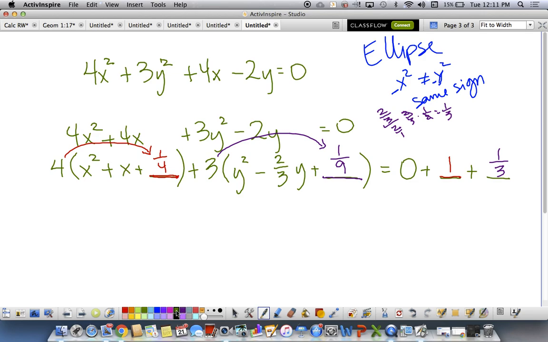Now, when we go here, 4 parentheses, what do we have? x plus 1/2 squared. Times 3 times y minus 1/3 squared equals 4/3. Can we just go ahead and put 4/3? Is that okay? 1 and 1. Okay.